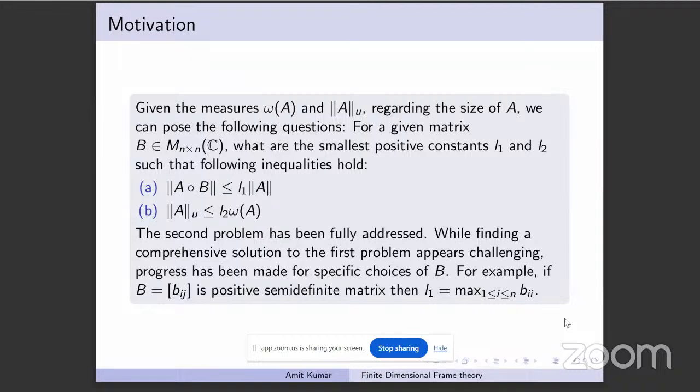So our first problem is to find the smallest L1 such that the norm of A circle B is less than or equal to L1 times the norm of A, and the second is that the norm of A is less than or equal to L2 times omega A. These two problems have attracted a lot of researchers. The second problem has been fully addressed, while finding a comprehensive solution to the first problem appears challenging. Progress has been made for some specific choices of B. For example, if B is a positive semi-definite matrix, then L1 comes out to be the maximum among the diagonal entries of matrix B.